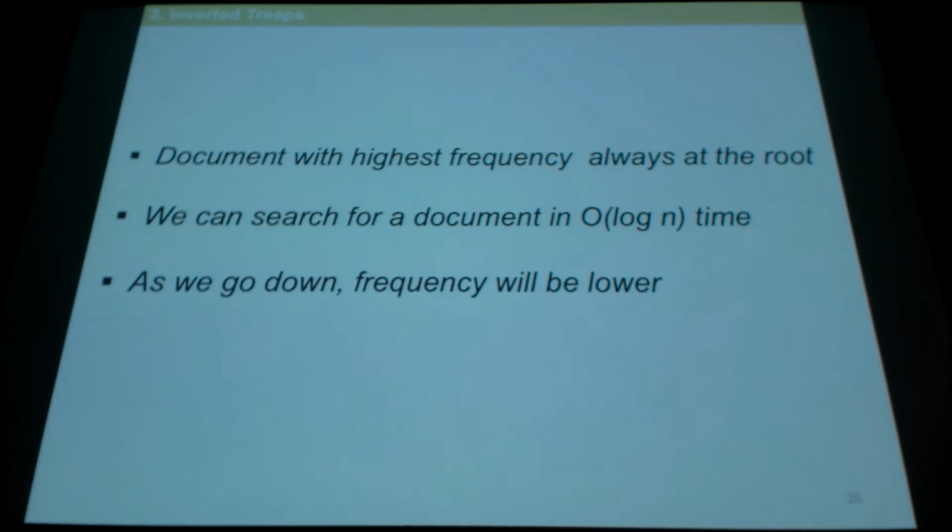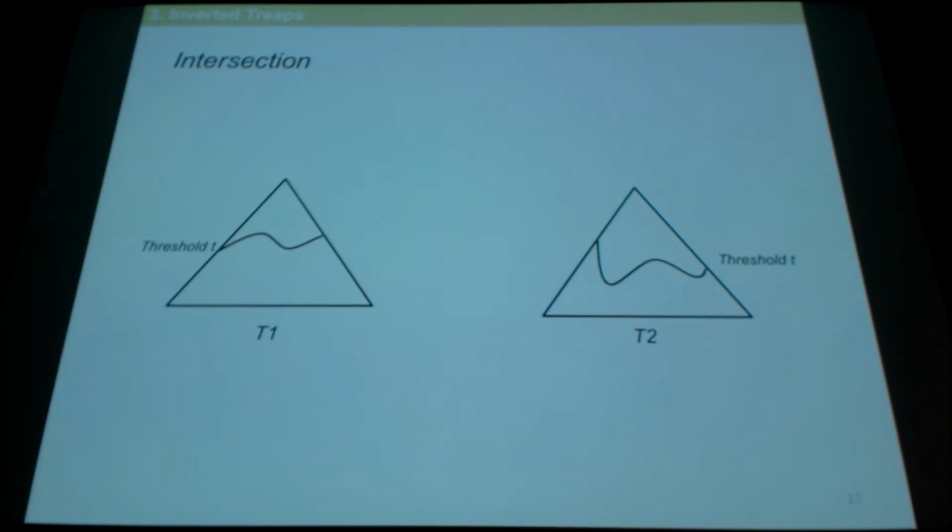Documents with the highest frequency will always be at the root, and we can search for a document in logarithmic time. Now, please take note that this is the complexity, so there's a big O there. Basically, if the distribution is okay, on average, according to the experiments, you get almost 2 times the binary search. So you have a penalty there. It's not perfect because it's not a perfect binary search tree. And as we go down, the frequency will, of course, be lower.